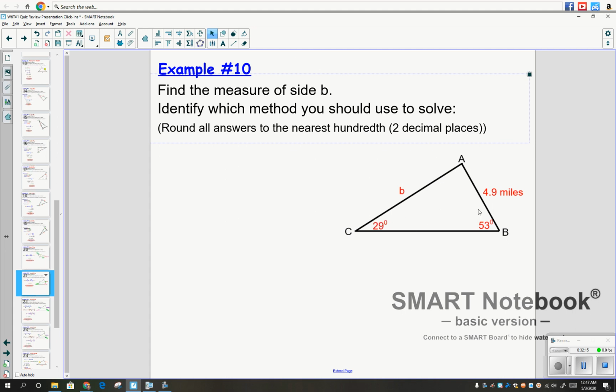Do I have an opposite pair? 29 and 4.9 are an opposite pair, aren't they? And I know the measures of both. So yeah, I'm going to do law of sines. 4.9 and 29 are an opposite pair, and B and 53 are an opposite pair. Solving for sides, so I'm going to put the ratio. B over sine of 53, the 53 degree angle opposite of side B, equals the ratio of 4.9 over sine of 29.